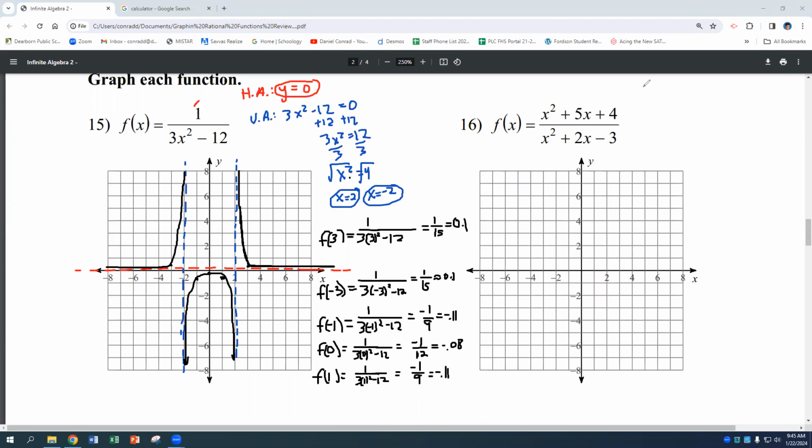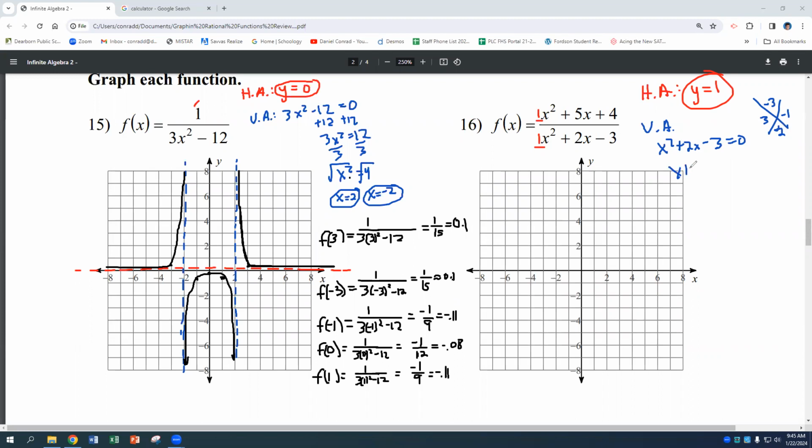So let's start with horizontal. We're going to have y equals 1, right? Because second degree, my leading coefficients here are 1 and 1. So 1 divided by 1 is going to be 1. And then vertical, I need to set the denominator equal to 0. So for my vertical, I need to do x squared plus 2x minus 3 equals 0. So I need to use the x method. I need 2 numbers that multiply to -3 and add to +2. That's +3 and -1.